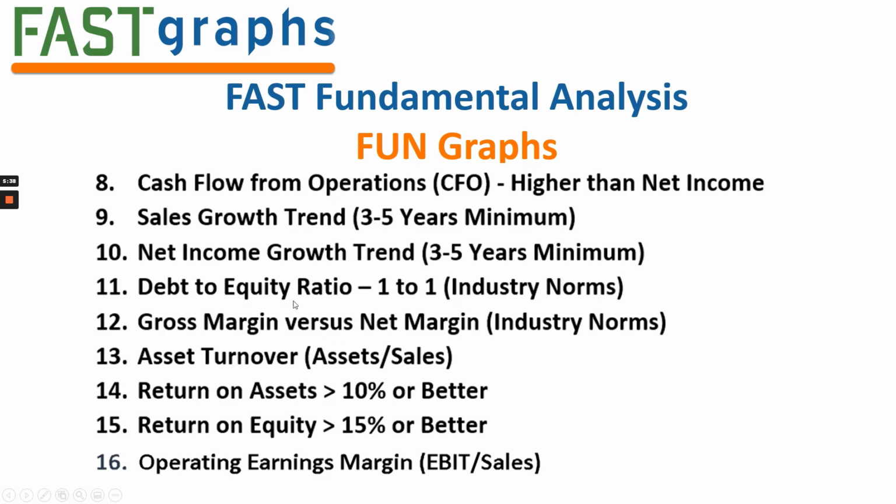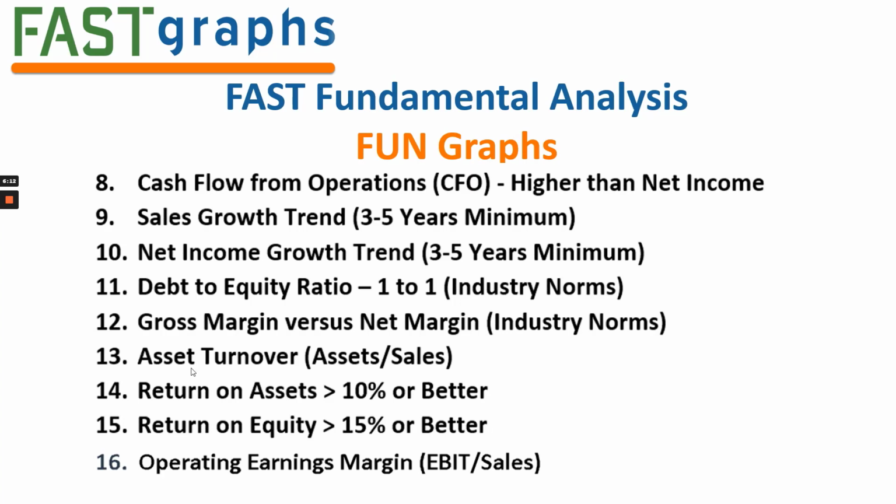And we also want to see a company that's not overly burdened with debt. A debt to equity ratio of 1-to-1 would be kind of our favorite, but anything better than that would obviously be good as well. Then we want to see good gross margins, but even more importantly, net margins. We want to see gross margins obviously higher than net margins. We're looking at asset turnover. That can be more relevant with some industries than others, but we want to see assets higher than sales, basically, and how many times our sales are turning over those assets.